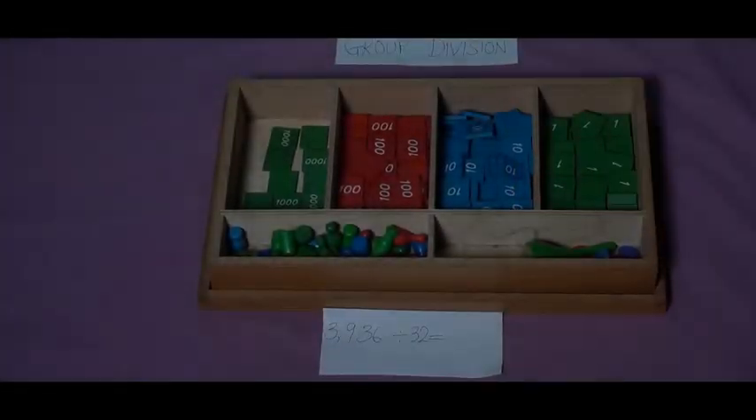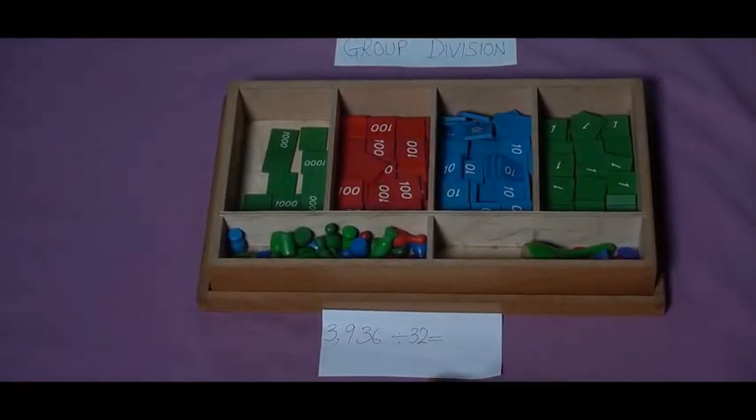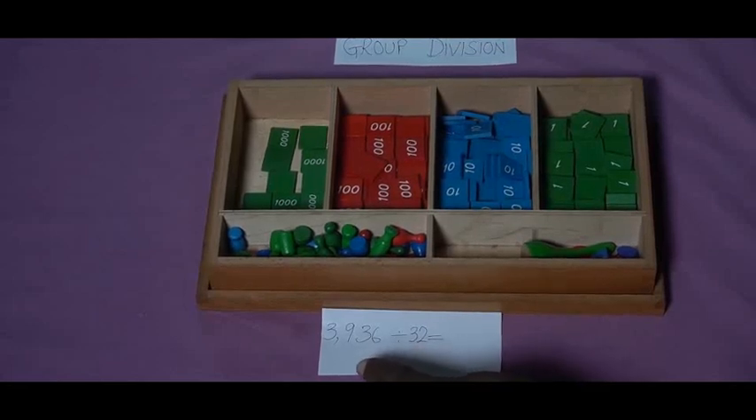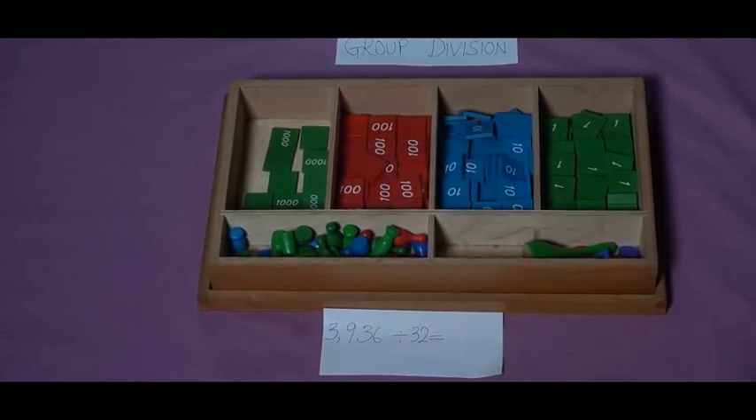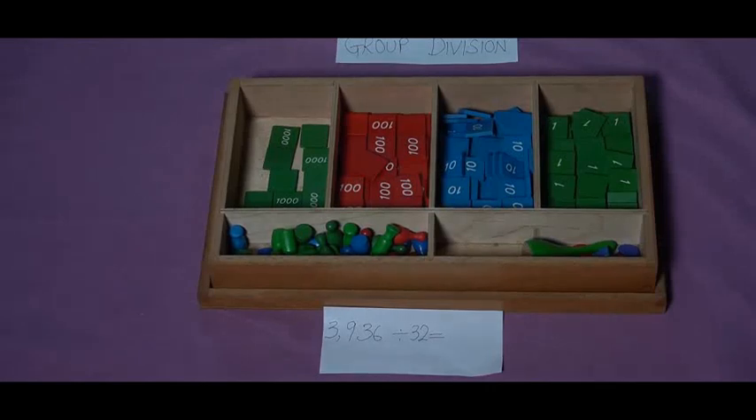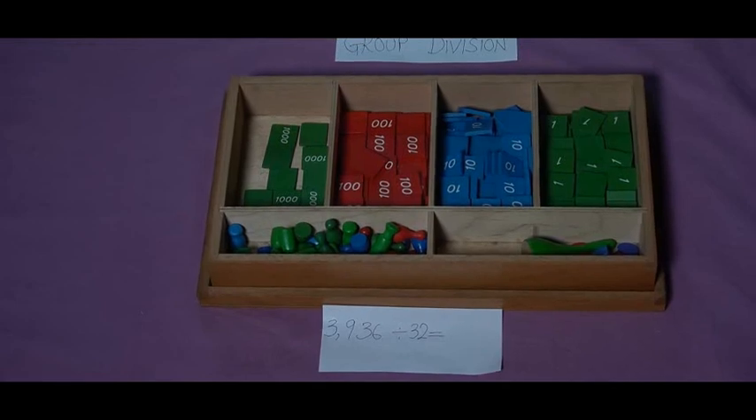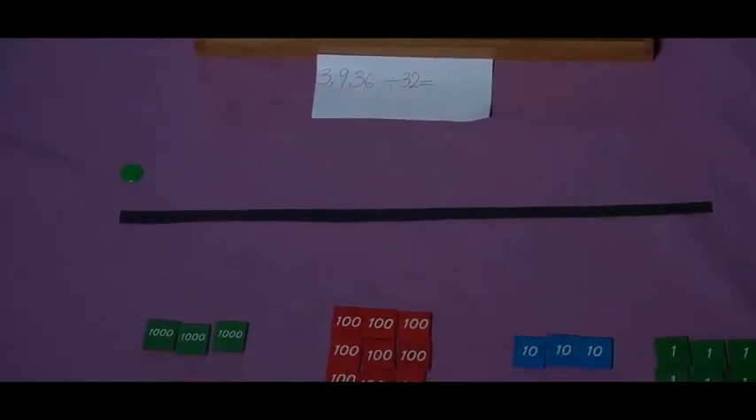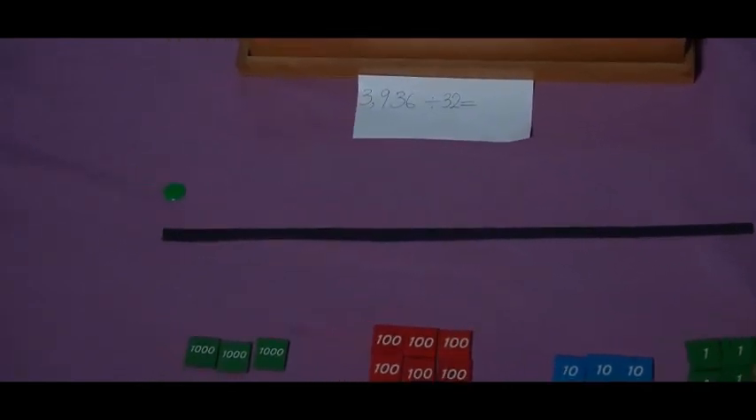To continue with our group division, I have a problem before me here: 3,936. I want to divide that by 32. So look at 1,000. This is 3,900. 1, 2, 3, 4, 5, 6, 7, 8, 9, 30. Hundreds category 900. 3 tens, and 6 units. We have 6 units here. So I have created my dividend.